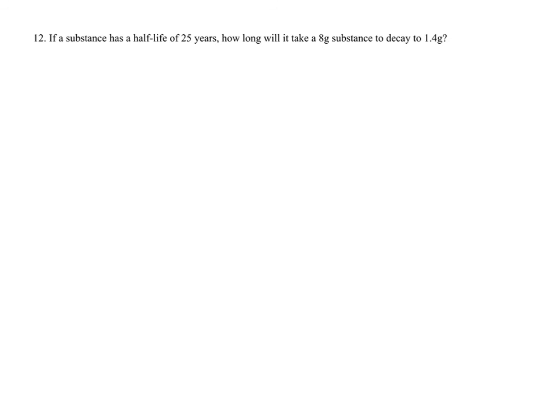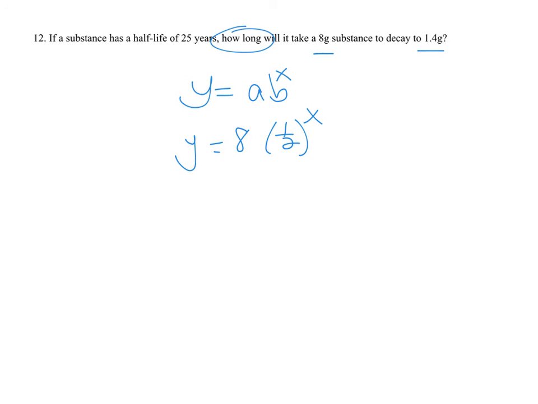Alright, next question says, if a substance has a half-life of 25 years, how long will it take for 8 grams to decay to 1.4? This is a regular growth and decay factor. Okay, so you have a half-life, so that means that your B value is 1/2. X represents the amount of half-lives you're going through, and A represents your initial substance. A is 8 in this case. You want to know how long it will take for it to get to 1.4. So Y is 1.4, and you're looking for X right now. But remember, X represents the number of half-lives.